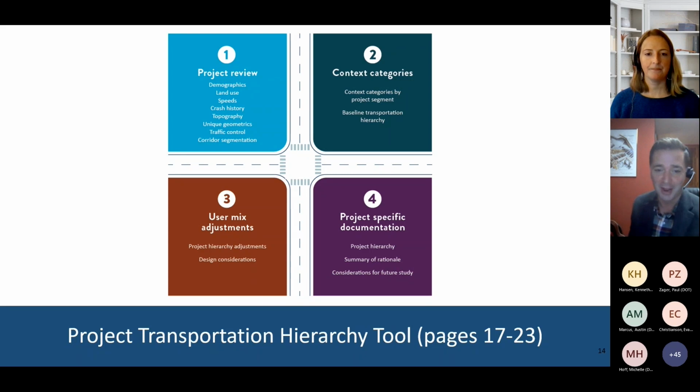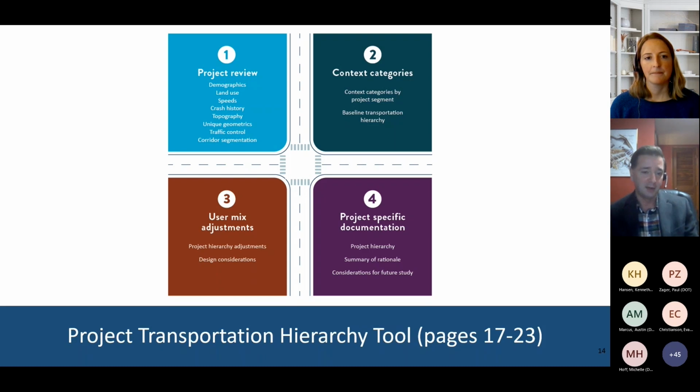Okay, so enter the project transportation hierarchy tool. That is a mouthful, but this is the new guidance within the handbook. And what we're trying to do here is set forth a process to help in the project development process. If you've got a project and you're working through it, how do we define what the transportation hierarchy should be? And that's what really this is about. So there are 4 steps, and don't worry if you can't read this all at this scale because I've got a slide for each of them.